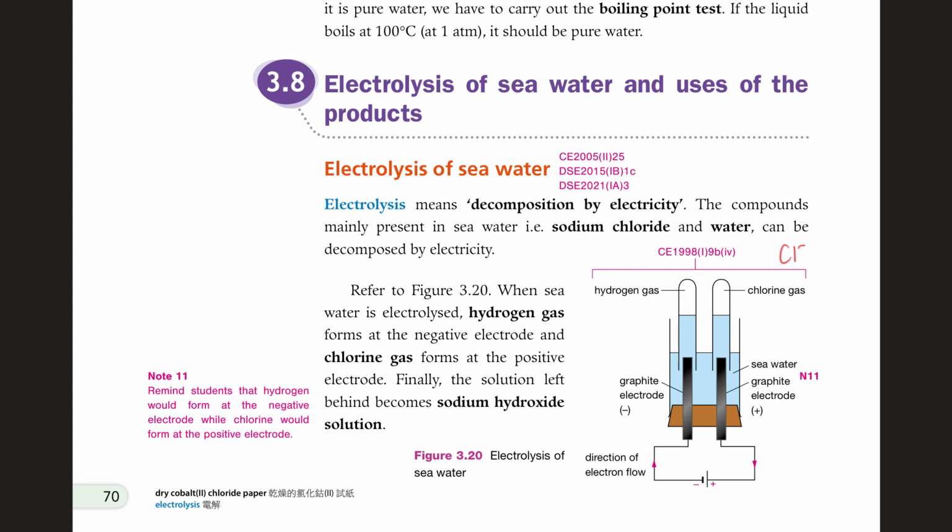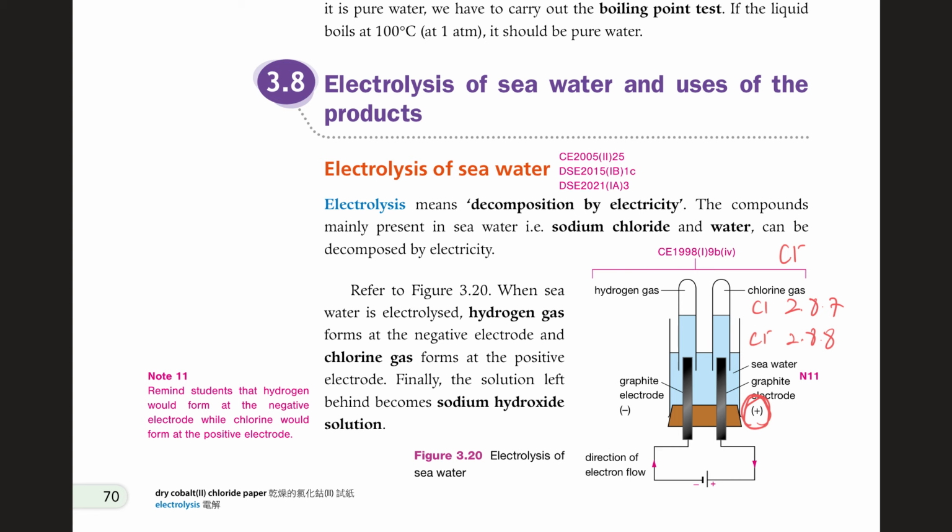And from chapter 5, we know that chlorine has an atomic number equal to 17. So its electron arrangement is 2.8.7, which means it has to gain one electron to form a chloride ion. Therefore, the chloride ion would carry a negative charge, which would be attracted by the positive electrode. That's why the chlorine gas is formed at the positive electrode. So I hope this will help you to figure out whether chlorine gas is formed at the positive electrode or negative electrode.